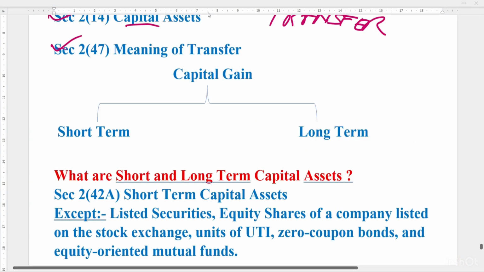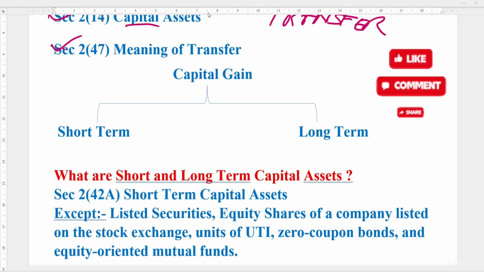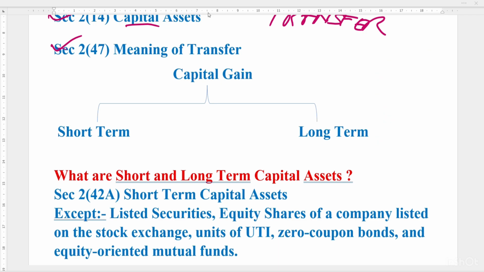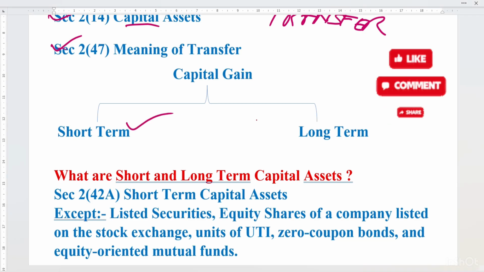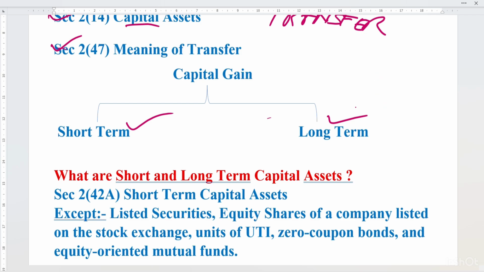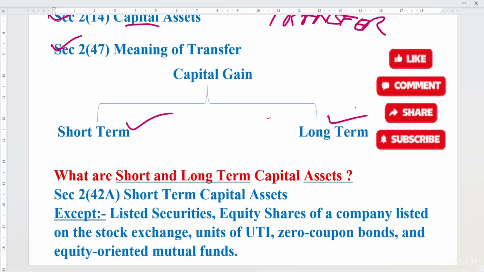As we know, the capital gain arises on transfer of capital assets. At the same time, it is important to know what type of capital gain may arise. There are two types of capital gain that may arise: short-term capital gain, or second, long-term capital gain. It will be decided on the basis of the holding period of the capital asset.